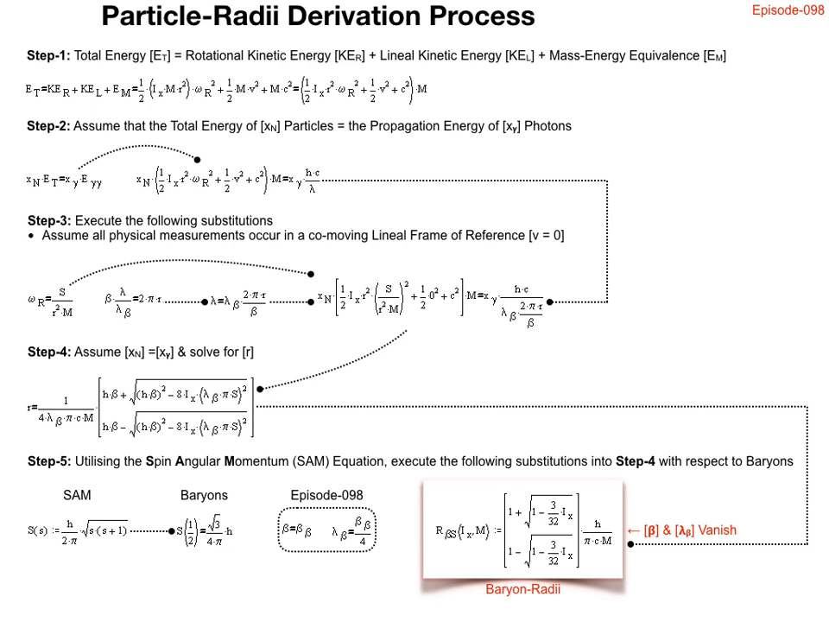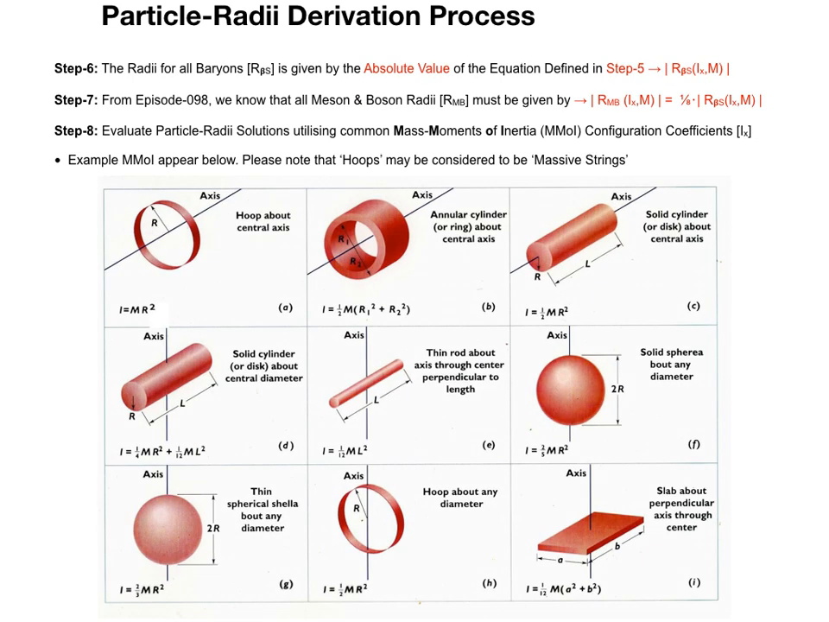Assume all physical measurements occur in a co-moving lineal frame of reference. Step 4. Assume x sub n equals x sub gamma and solve for r. Step 5. Utilizing the spin angular momentum equation, execute the following substitutions into step 4 with respect to baryons. Please note that beta and lambda sub beta have vanished from the solution. Step 6. The radii for all baryons is given by the absolute value of the equation defined in step 5.